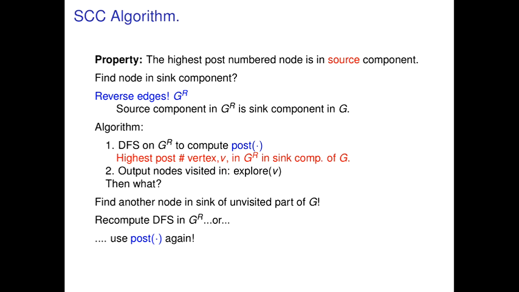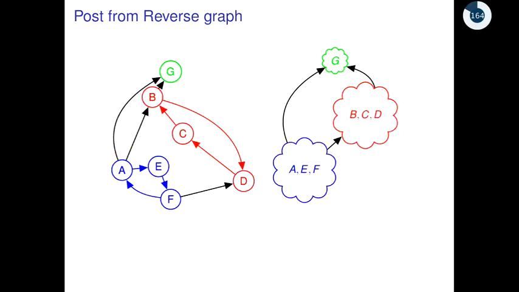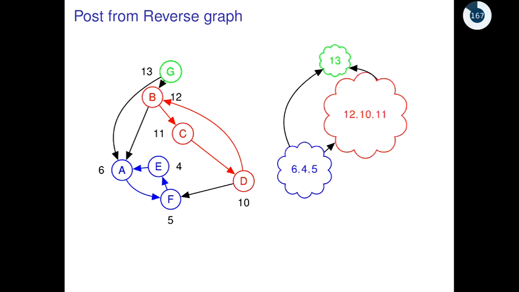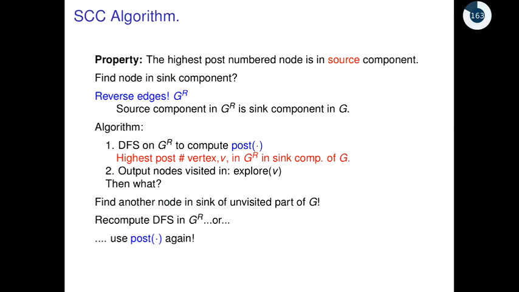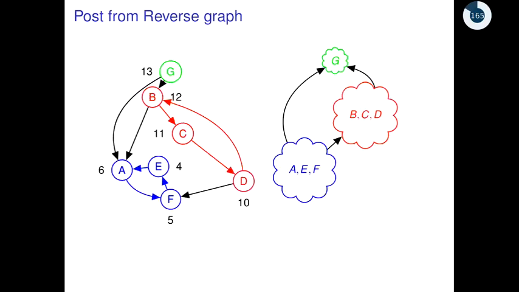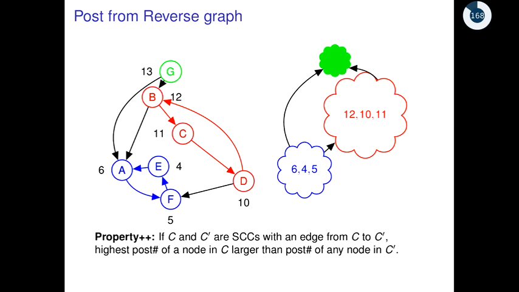Because we have a very strong property. We don't just have this property, that the highest post-order number is in a source component. We have this other, more complicated property. Well, let's just see. So if I take this out, now let's look at the highest post-order number in what remains.